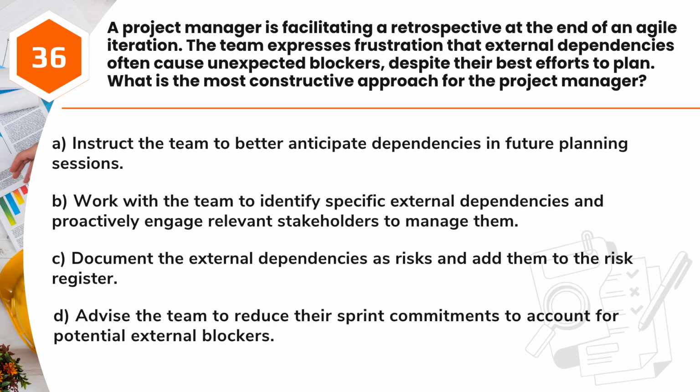Question 36. A project manager is facilitating a retrospective at the end of an Agile iteration. The team expresses frustration that external dependencies often cause unexpected blockers, despite their best efforts to plan. What is the most constructive approach for the project manager? A. Instruct the team to better anticipate dependencies in future planning sessions. B. Work with the team to identify specific external dependencies and proactively engage relevant stakeholders to manage them. C. Document the external dependencies as risks and add them to the risk register. D. Advise the team to reduce their sprint commitments to account for potential external blockers.